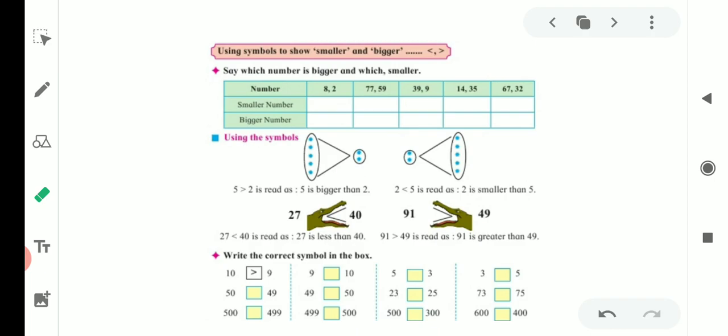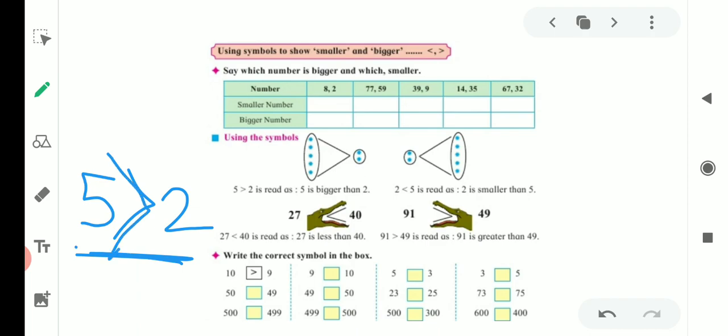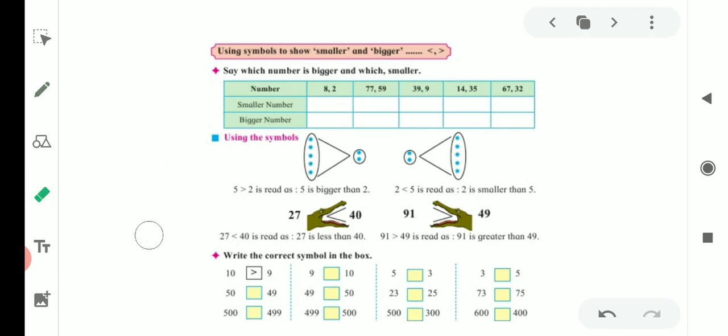So here is written 5, and this sign is given in between, and the next number is written as 2. So how will you read this? 5 is greater than 2. You will write it in this manner. 5 is bigger than 2. The next is 2, this sign in between, and 5. How will you read it? 2 is smaller than 5.